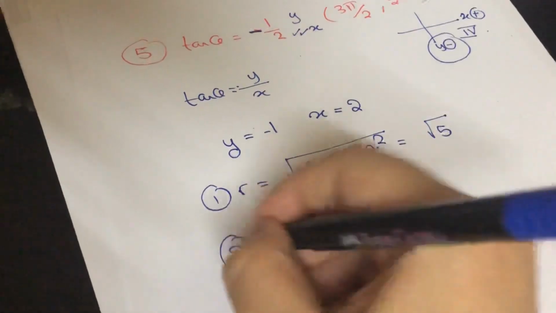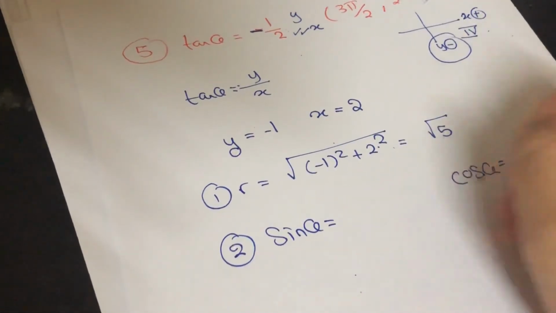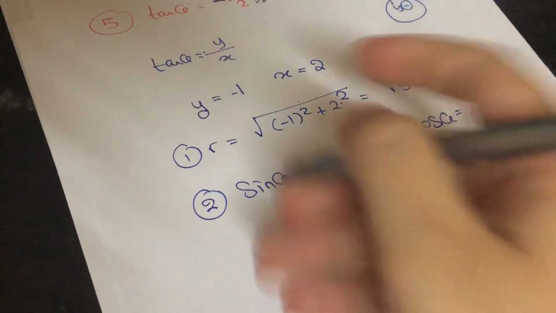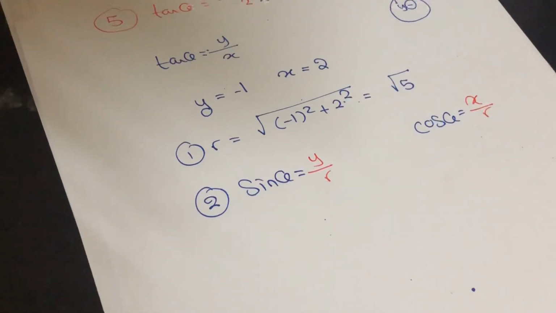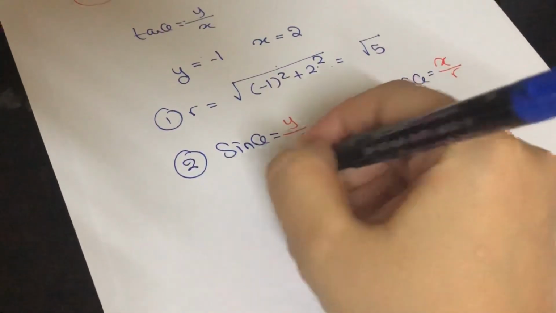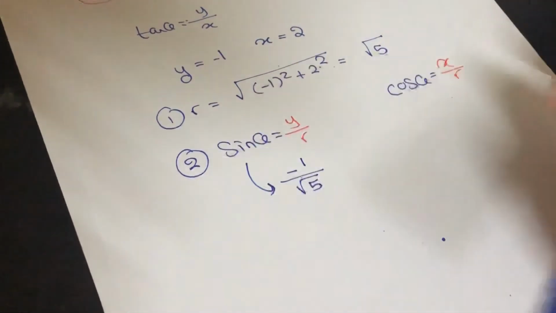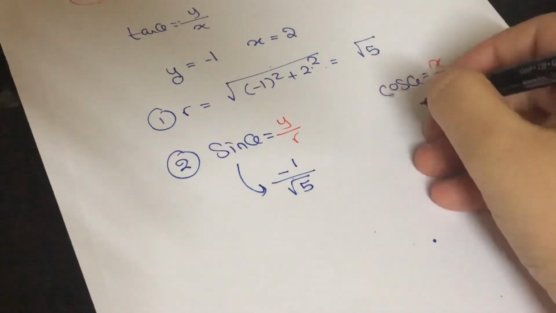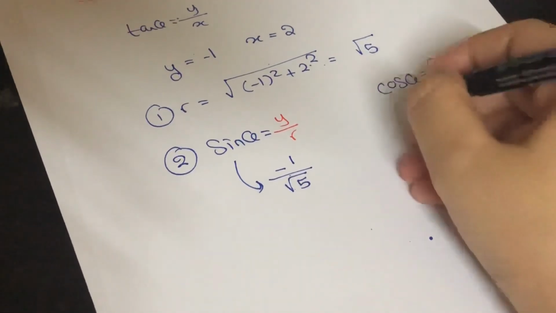My second step is to start finding what is sine theta and what is cosine theta. And as we said, sine theta is y over r and cosine theta is x over r. So sine theta is y over r, my y is negative 1, so negative 1 over root of 5. As I said, I don't care about simplifying much over here. And my cosine theta is x over r, so 2 over root of 5.